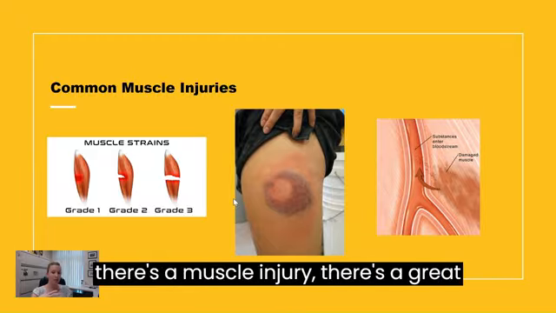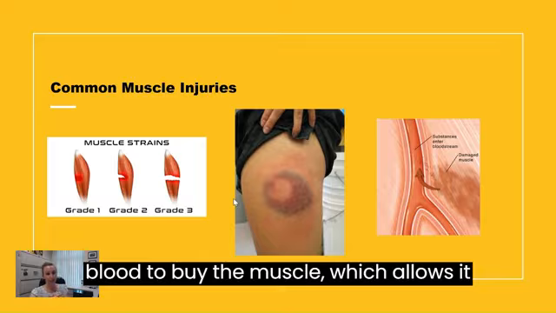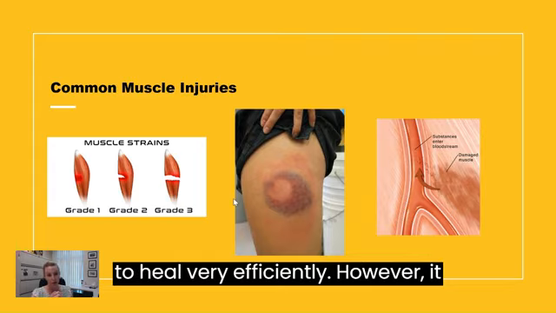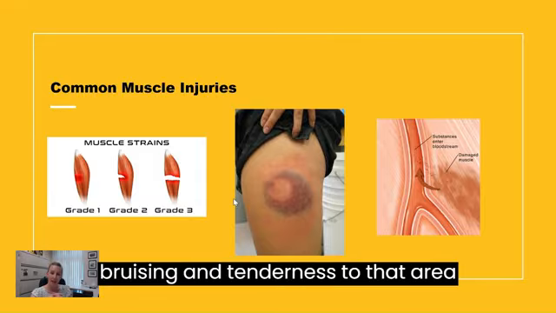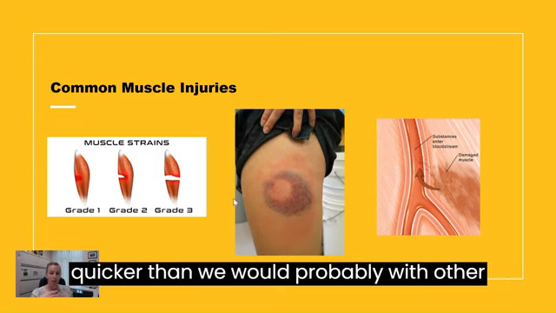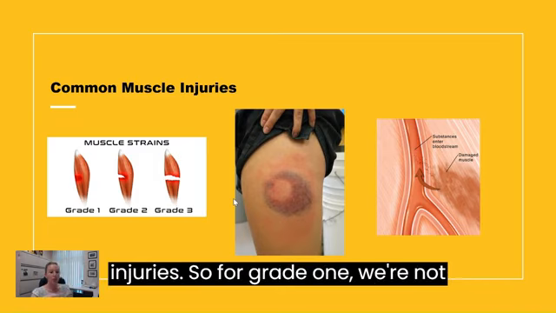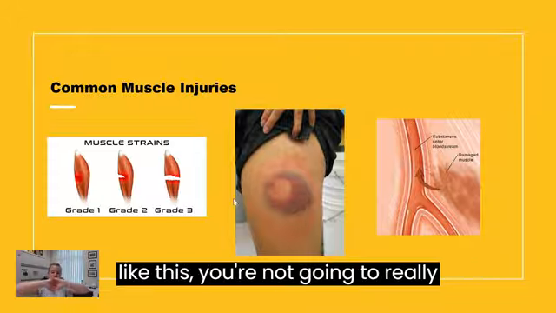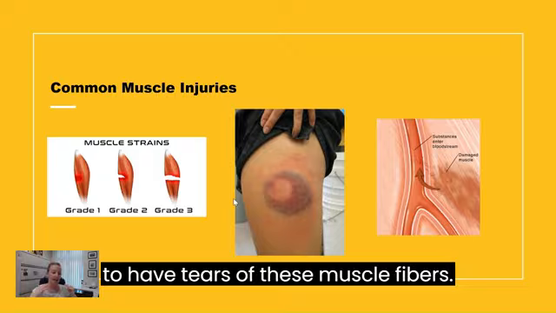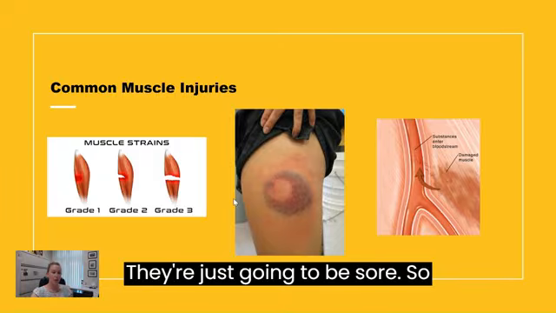So anytime there's a muscle injury, there's a great blood supply to the muscle, which allows it to heal very efficiently. However, it also means that we're going to have bruising and tenderness to that area quicker than we would probably with other injuries. So for a grade 1, I always imagine it being like this. You're not going to really have structural damage. You're not going to have tears of these muscle fibers. They're just going to be sore.